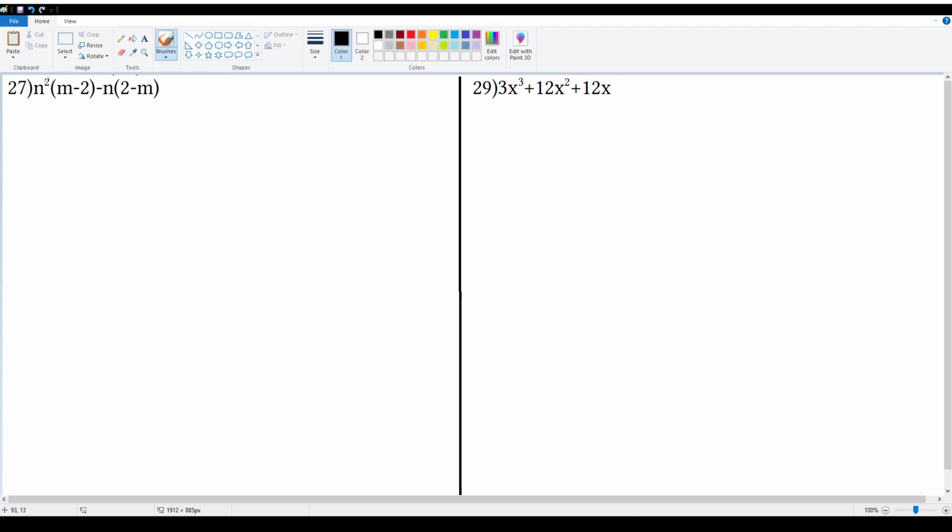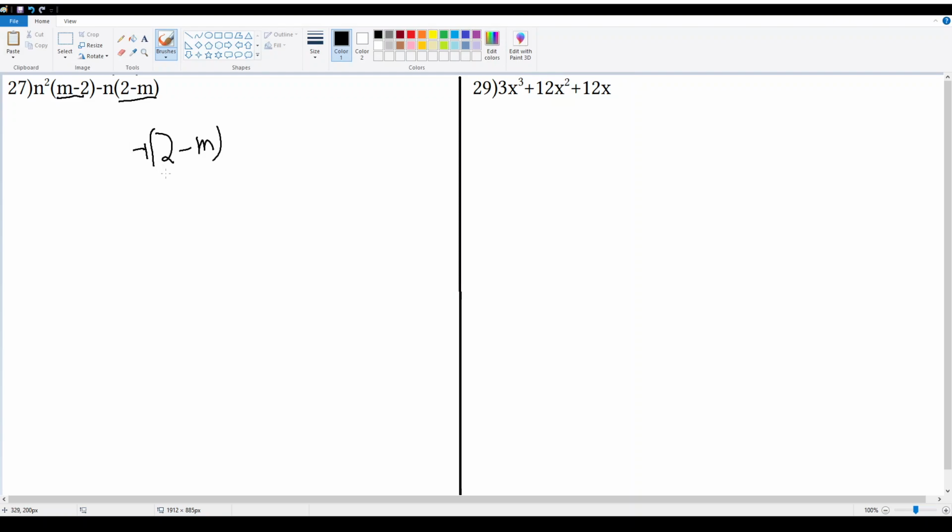n squared times n minus 2 minus n times 2 minus m. So first, we want this and this to be equal, right? Let me make these lines better. This and this to be equal, right? So how do we do that? Well, think about it. Let's just take 2 minus m. And then let's multiply by -1.